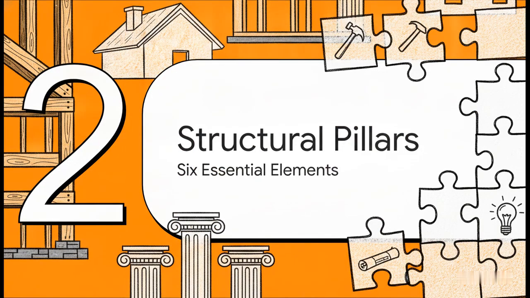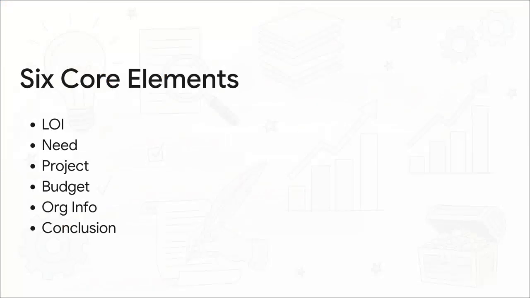Let's move on and see how this builds in Part 2, the structural pillars, 6 essential elements. So now that we have a solid, story-driven foundation, we need to frame the house. We have to look at the specific structural puzzle pieces required for a successful proposal. Crafting this is like assembling a giant puzzle where every single piece plays a non-negotiable role. These 6 elements are essentially the load-bearing pillars of our building. We've got the letter of inquiry, the statement of need, the project description, the budget, your organization information, and finally the conclusion.